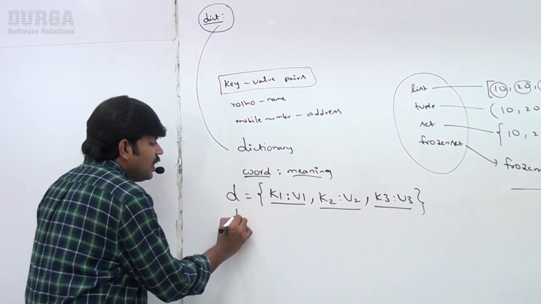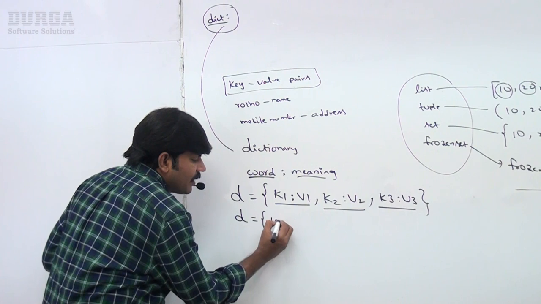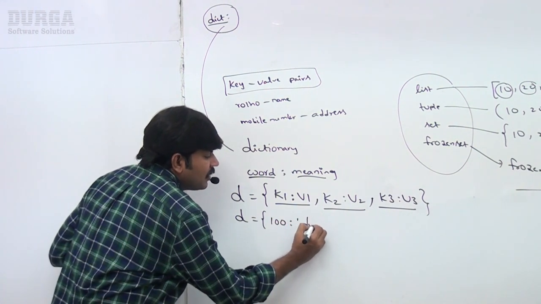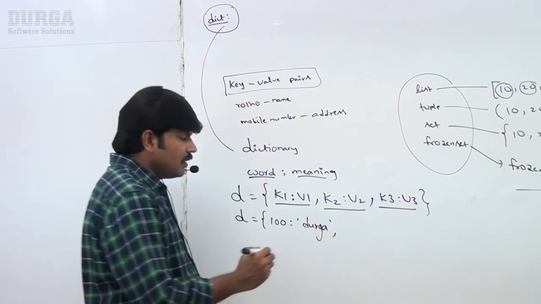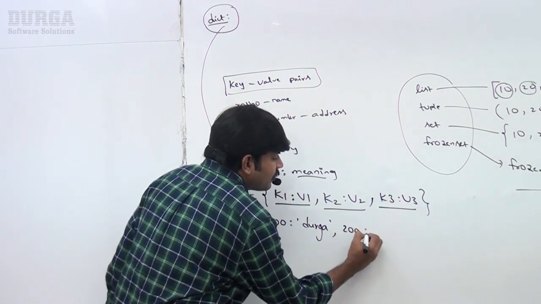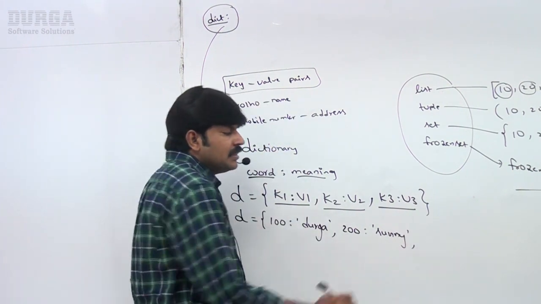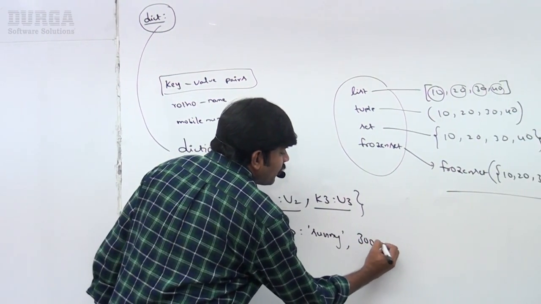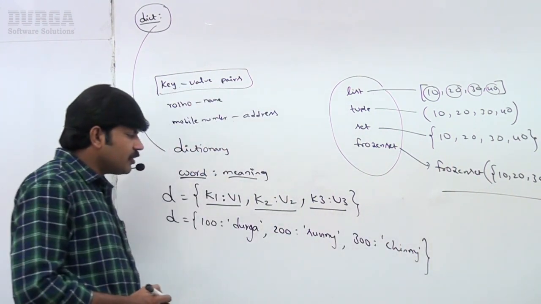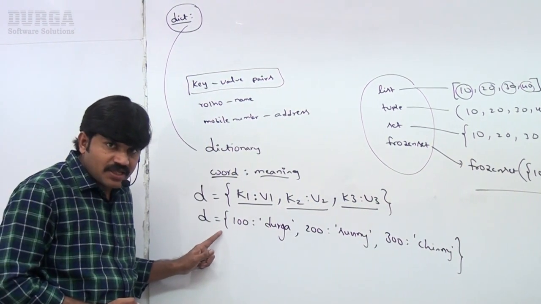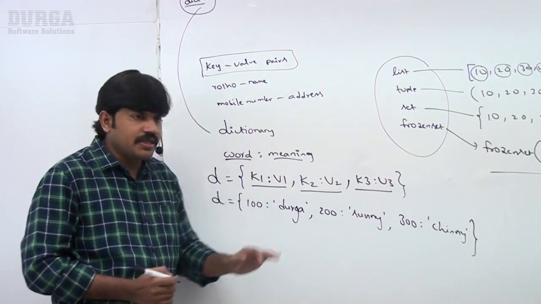So let me go for a small example. Here I am taking 100 as the roll number and the corresponding name Durga. 100 Durga. Next, 200 with the corresponding name Sunny. Sir, 300 with the corresponding name Chinny. Have you observed? This is a dictionary itself. 100 Durga, 200 Sunny, 300 Chinny.